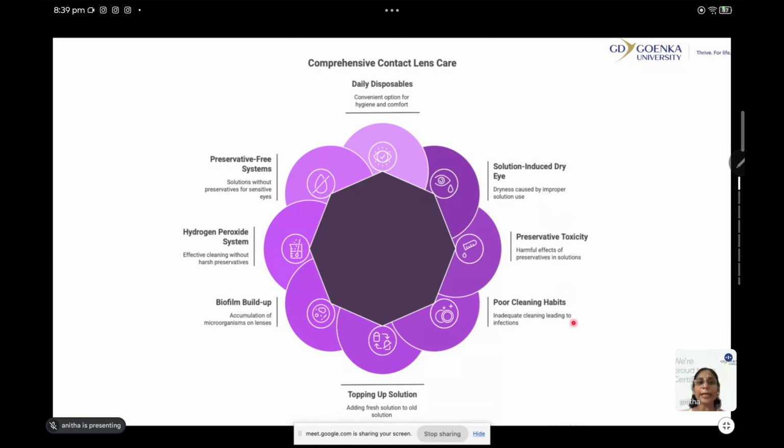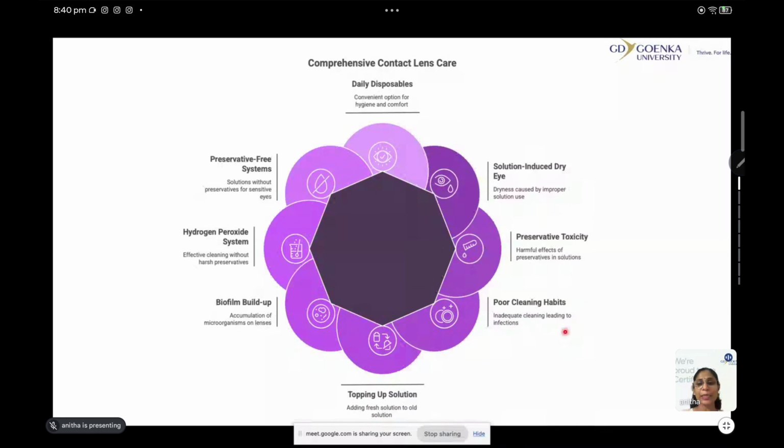So for comprehensive contact lens care, you need to understand that daily disposables are a convenient option with regards to hygiene and comfort. Solution-induced dry eye is dryness caused by improper solution usage. Then there is something called preservative toxicity, which is because of the harmful effects of preservatives in solutions. So always notice the bottle, the ingredients, what is the preservative. Of course, the latest solutions are mostly compatible with both silicone hydrogels and hydrogels, and the preservatives are no longer what they used to be in earlier days.